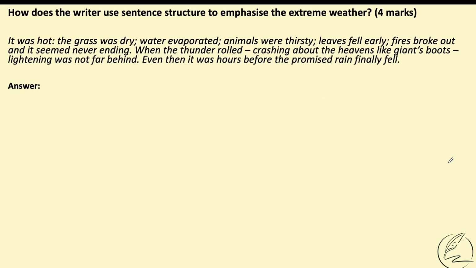Okay, another one to look at together. This is worth 4 marks. So I'm going to do one and then you're going to do one. It was hot. The grass was dry. Water evaporated. Animals were thirsty. Leaves fell early. Fires broke out, and it seemed never ending. When the thunder rolled, crashing about the heavens like giant's boots, lightning was not far behind. Even then, it was hours before the promised rain finally fell. How does the writer use sentence structure to emphasize the extreme weather?